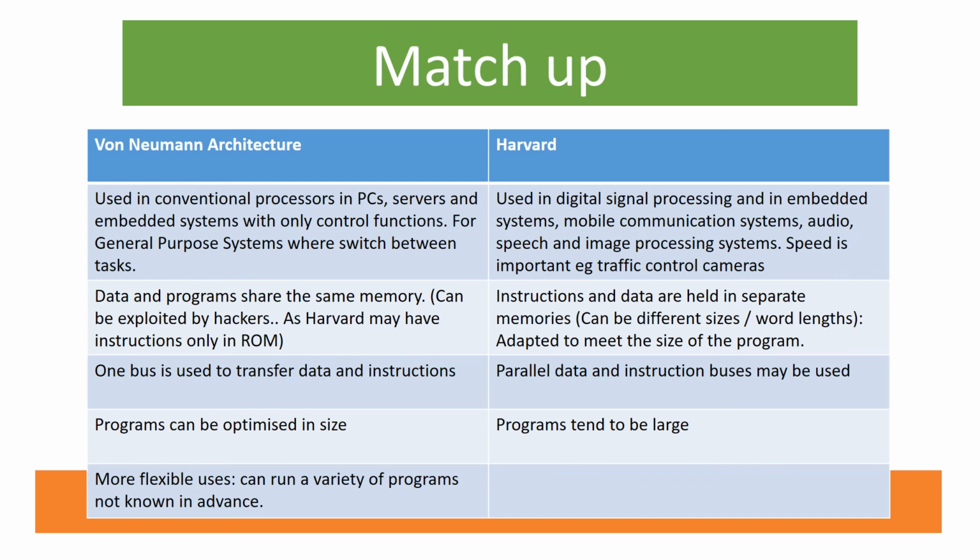For von Neumann, you only have one system bus. In Harvard, you have two system buses which can run in parallel. Remember, because you have different data memory and instruction memory. But that means in von Neumann, programs can often be optimized in size, whereas they tend to be large in Harvard. And von Neumann gives that more flexibility so that you can run a variety of programs. You're not likely to know what programs are going to be running. So it gives that flexibility that you can adapt to what programs need to run and what the user needs to run.